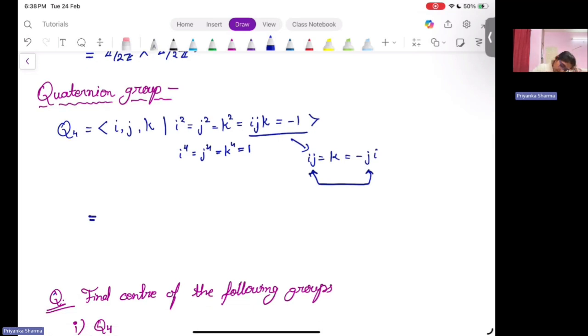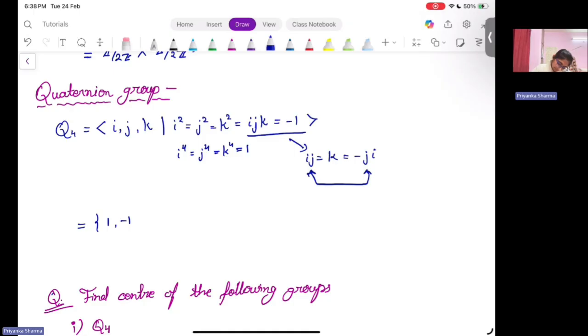If I want to list all the elements, then we will have 1, which is the identity. We will have minus 1. So 1 can be obtained by I^4, or J^4 or K^4. Minus 1 is the square of I, J or K. Then I, J, K, minus I, minus J, and minus K.